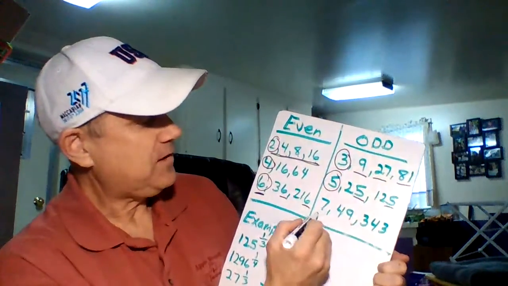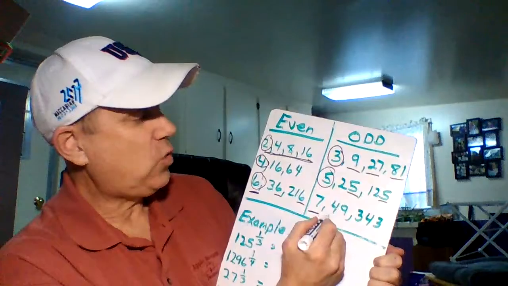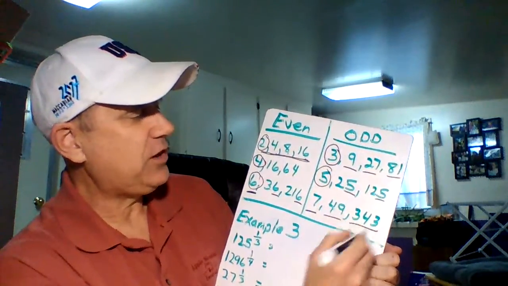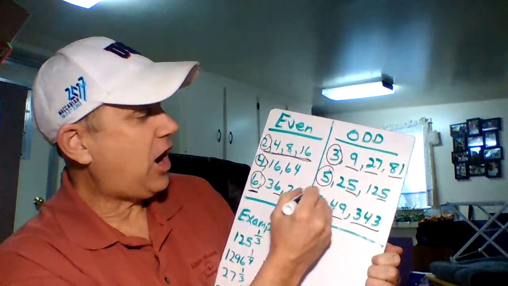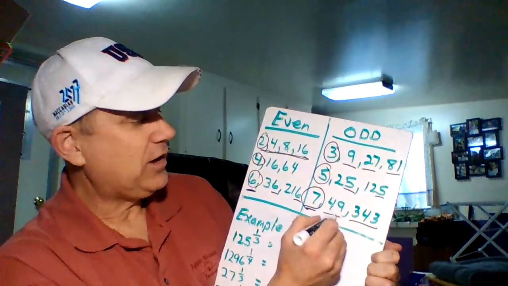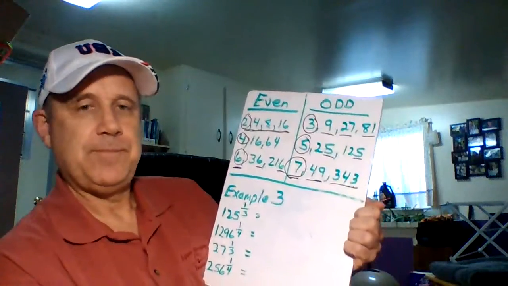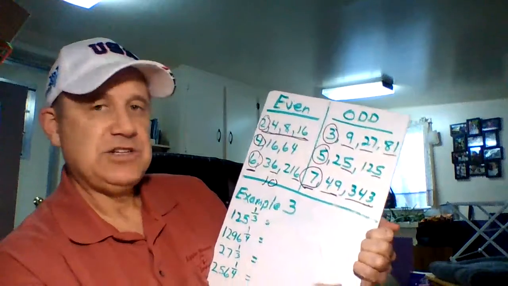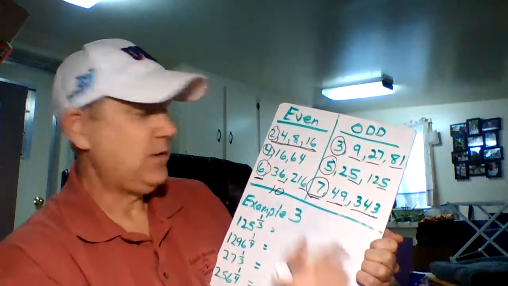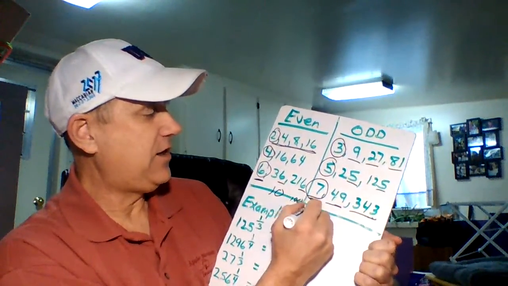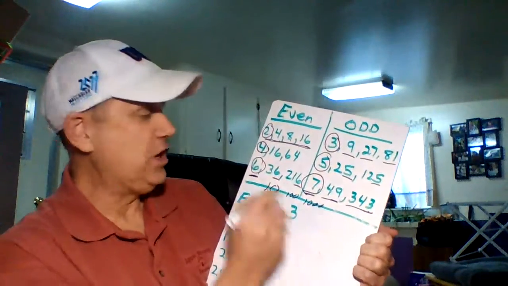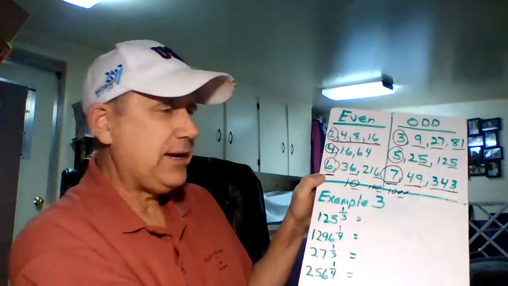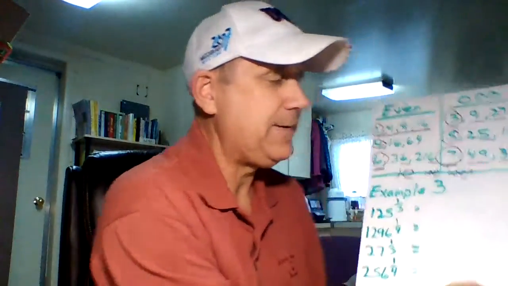Okay? 7. 7 squared is 49. 7 cubed is 343. If we have an odd base, we're going to end in an odd number. If we go higher than that, if we say 10 over here, just like what we saw in example 2, we know it's going to be 100, 1,000. We know it's going to end in a 0 if it's a multiple of 10. So now, let's go down to example 3. Okay, let's take a look at example 3.